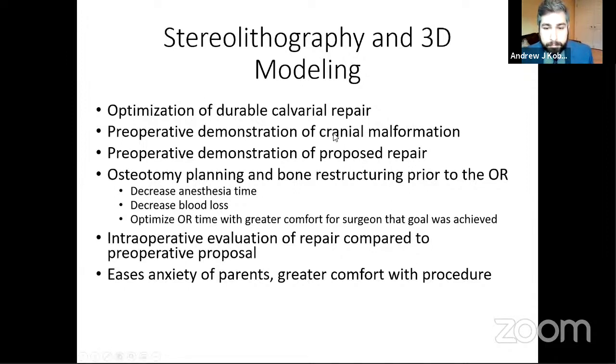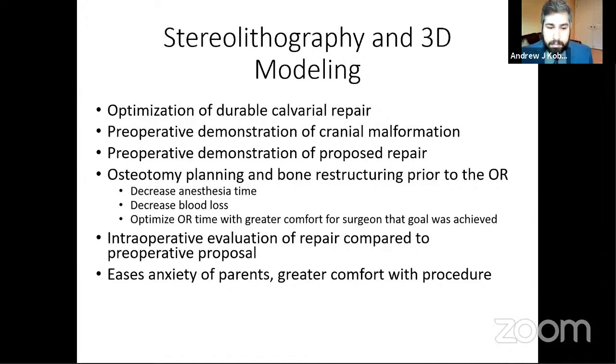Now, this planning, not only of a hard model but also virtual planning, will allow us to plan all of the bone reconstruction that we will perform in the operating room, which will decrease our anesthesia time, decrease our blood loss, and optimize the OR time with much greater comfort for the surgeon that our goal was achieved. And I'll talk about that in much more detail in terms of the way that we're leading the charge as a center of excellence for this kind of intraoperative, preoperative, and postoperative evaluation of our reconstructions.